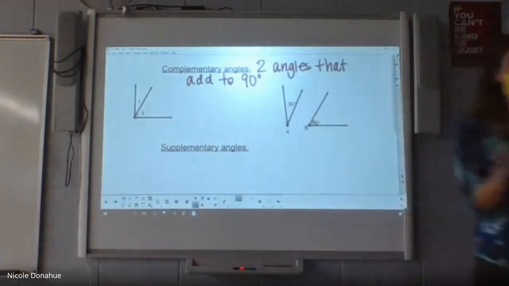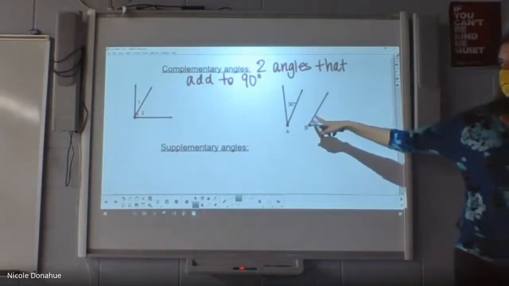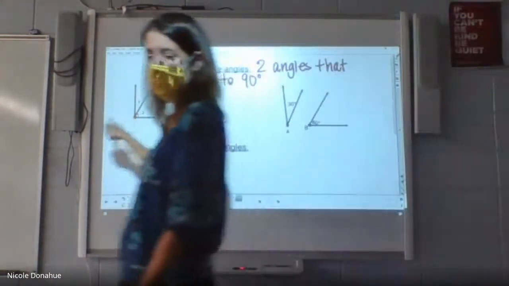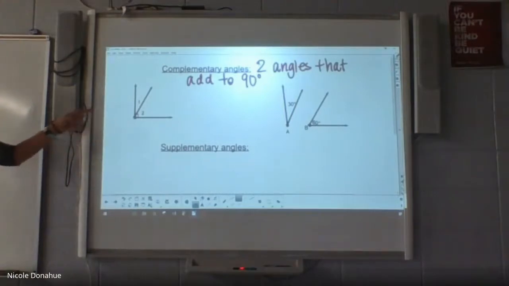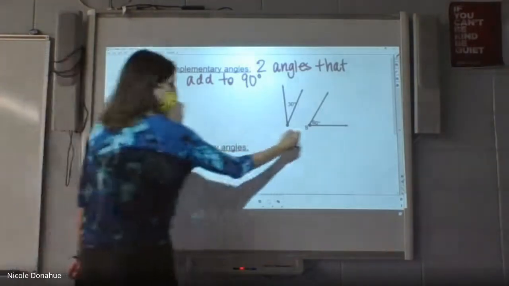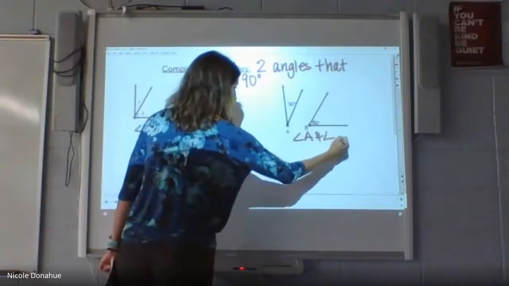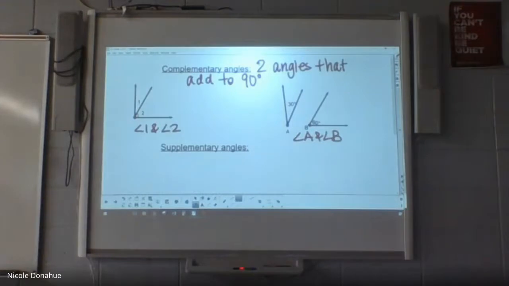Now, both of these are examples of complementary angles. They don't have to be adjacent. And then this one, how do we know these ones are complementary? Because of that little square there. You see that? It's really tiny. So they don't have to be adjacent. So 1 and 2 would be complementary. A and B would be complementary. So they don't have to be adjacent, but they can be. So they add to 90 together.